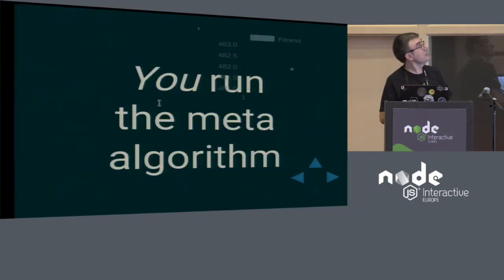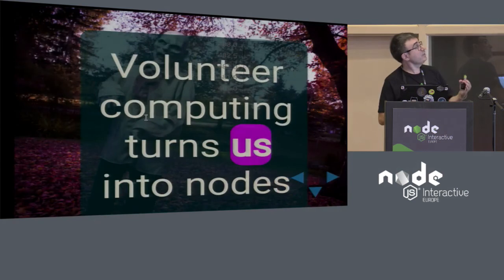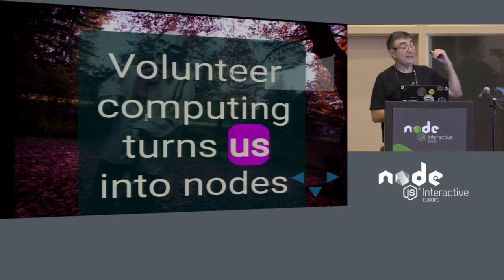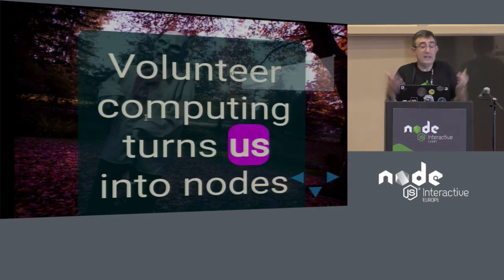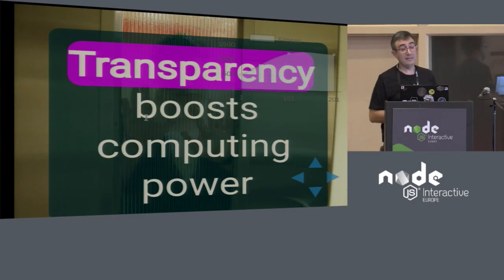So I'm going to be very fast here because probably it's running out of memory or something like that, so it's a big population. So the thing is that you are running the meta algorithm. The good thing about this is that anything you do, this volunteer computing thing is turning you into a computing node because you decide whether to participate or not, and then once you're participating, you decide what to do with it. Then the thing is that you have to be very transparent about this.